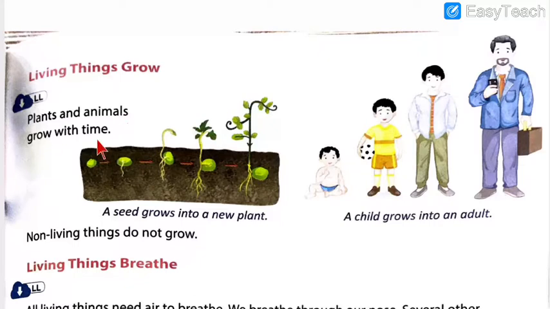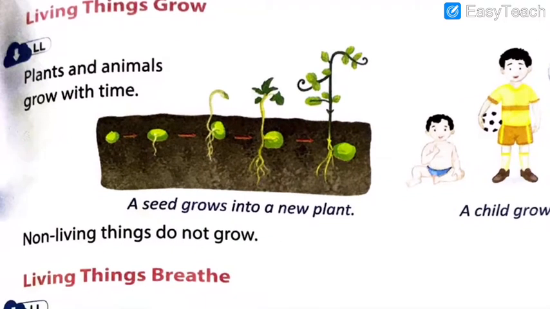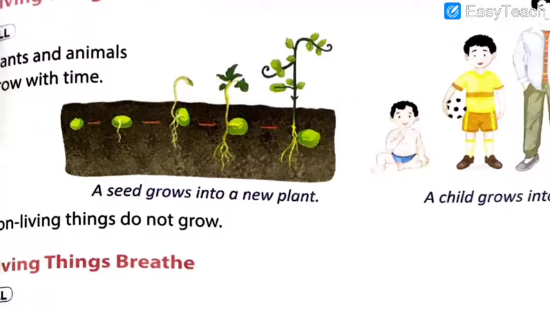Plants and animals grow with the time. Obviously, you can see that this is the process of a plant growing. First you sow the seed, slowly the roots start developing and slowly it becomes bigger and bigger. Then the leaves start developing and the fruits are there. So, along with the upper body, the shoot part of the plant, the root part also grows deeper and deeper. So, this is how the growth is clearly depicted in this picture.